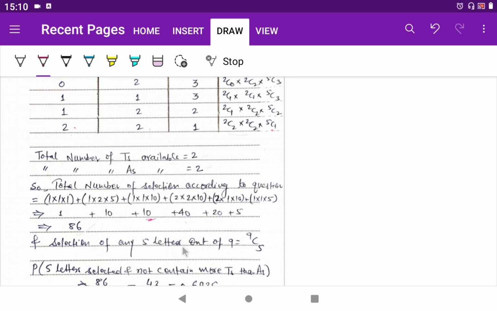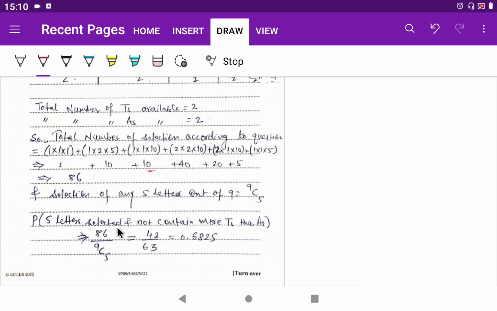So the probability that the 5 letters selected do not contain more T's than A's is 86 divided by 9C5, so 43 upon 63, and the final calculation is 0.6825.